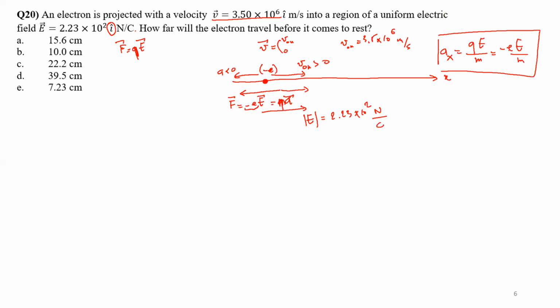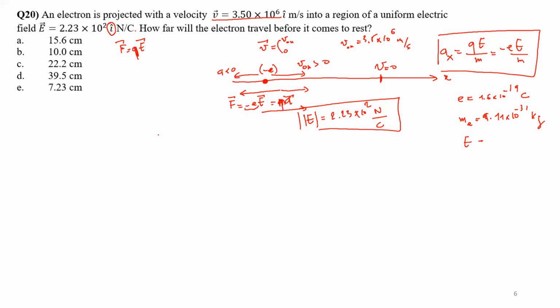This is the acceleration now. By the way, here I know everything. I know e: e is 1.6 × 10^-19 Coulomb. I know the mass of an electron is 9.11 × 10^-31 kilogram. And I know the electric field, which is given by this. So effectively, I know the acceleration, and it is along the negative x direction. How far will I travel before I come to rest? If I come to rest, my v will be 0. This makes sense. Moving in the positive x direction with acceleration in the negative, I am slowing down. I will eventually stop and then accelerate in the negative direction.